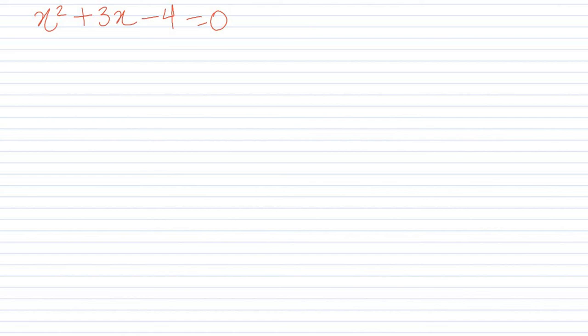We can start there. If we have -4 and +1, we get -4. If we have -2 times 2, we get -4. If we have -1 and +4, we also get -4. But we now have to add these 2 values and make sure they give us +3. So -4 plus 1 is -3. That doesn't work. -2 plus 2 is 0. That doesn't work. But -1 plus 4 gives us +3. So that works with this equation.